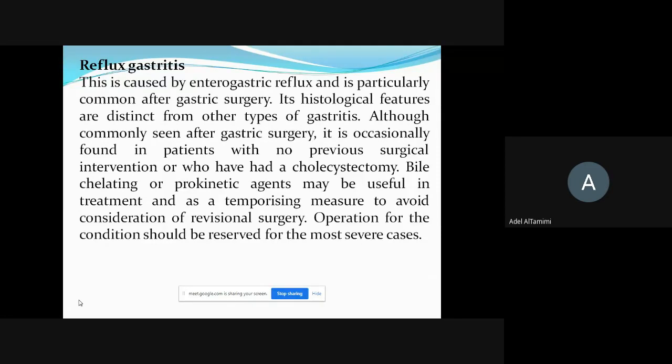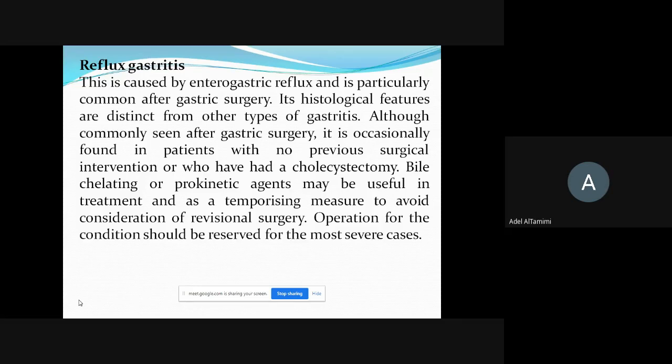So the alkaline duodenal content is allowed to return back to the stomach, causing inflammation of the stomach called reflux gastritis. Histological features are distinct from other types of gastritis. Although commonly seen after gastric surgery, it can occasionally be found in patients with no previous surgical intervention, or who have had a cholecystectomy.